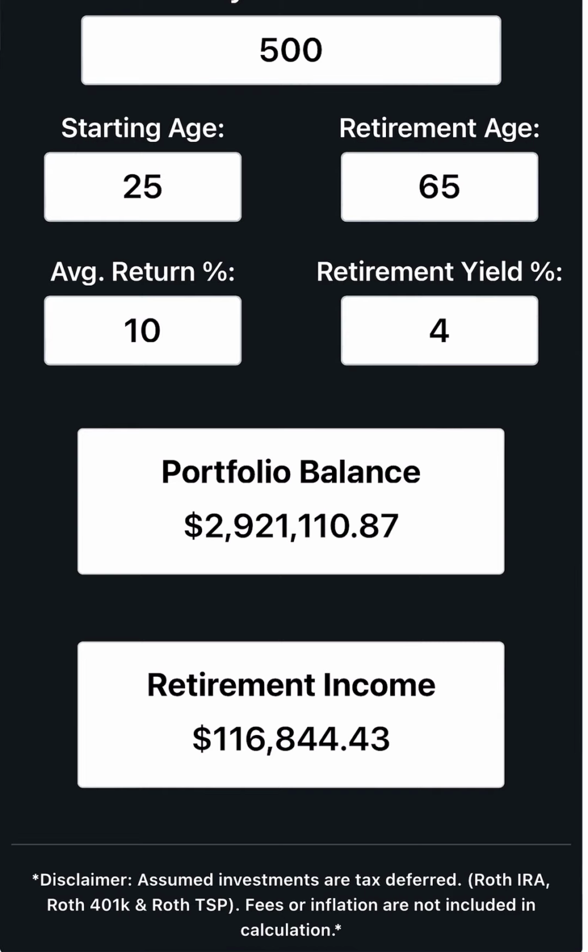Some things to note, inflation is not accounted for in this calculator. That may be something I can add just to get a better sense of, obviously $2.9 million today is going to be completely different to what $2.9 million in 40 years is going to be.